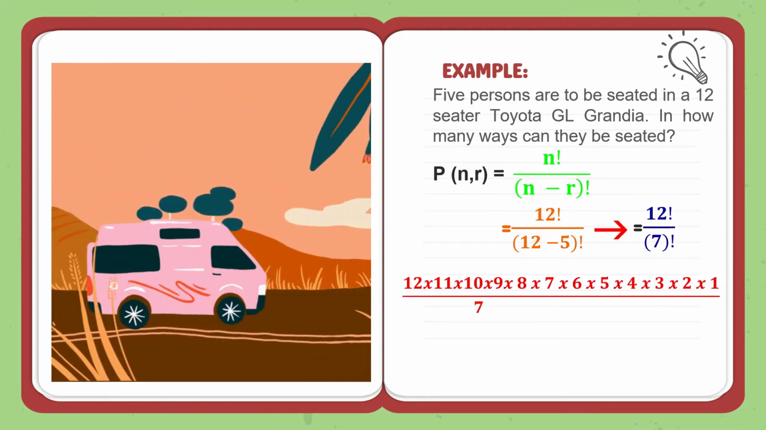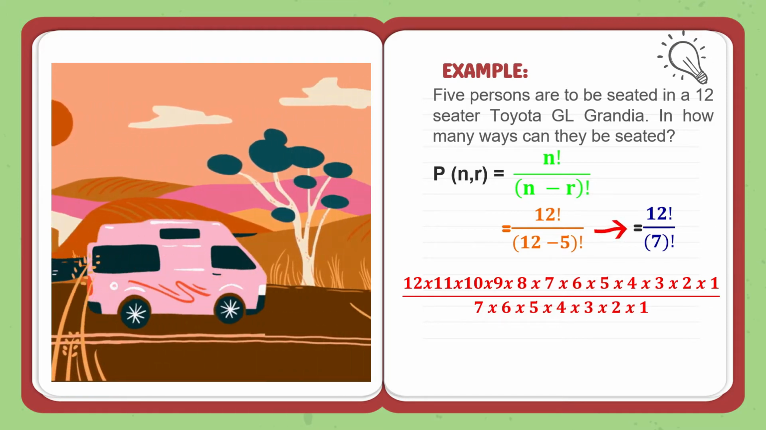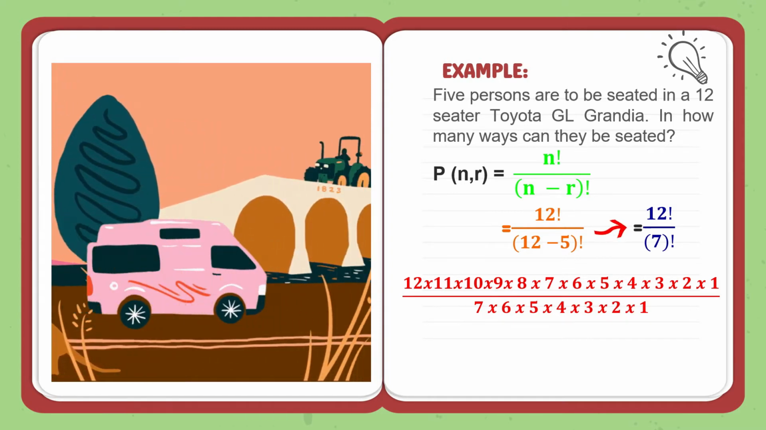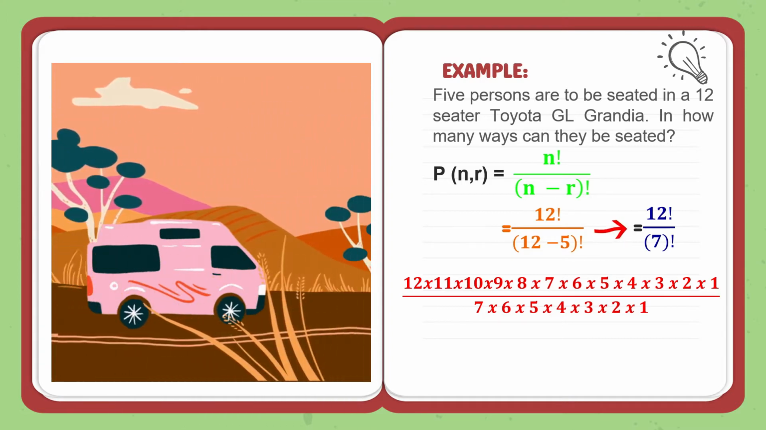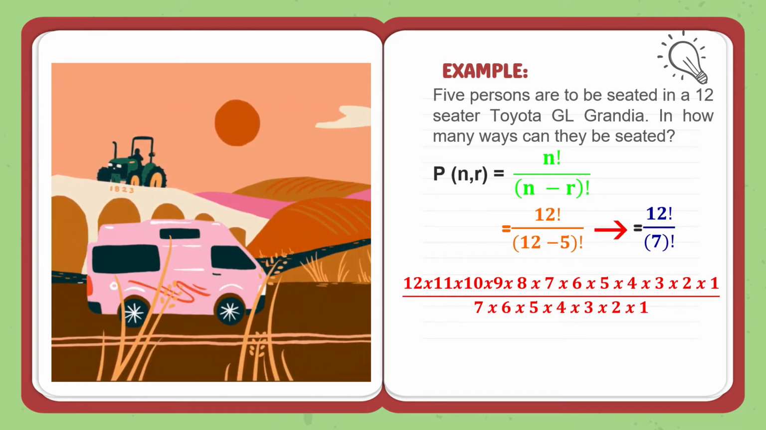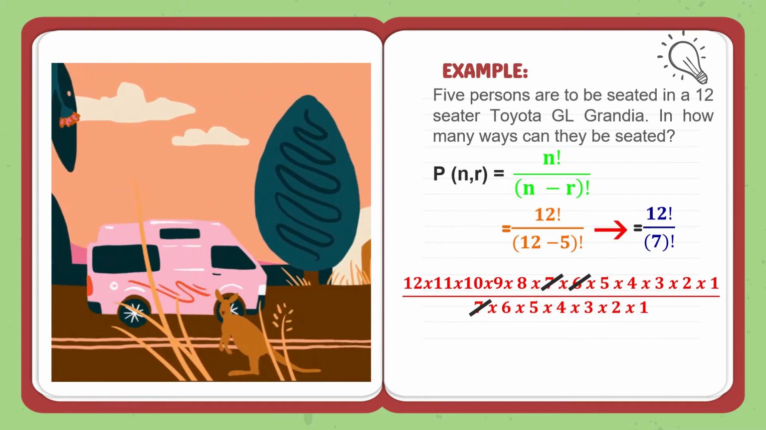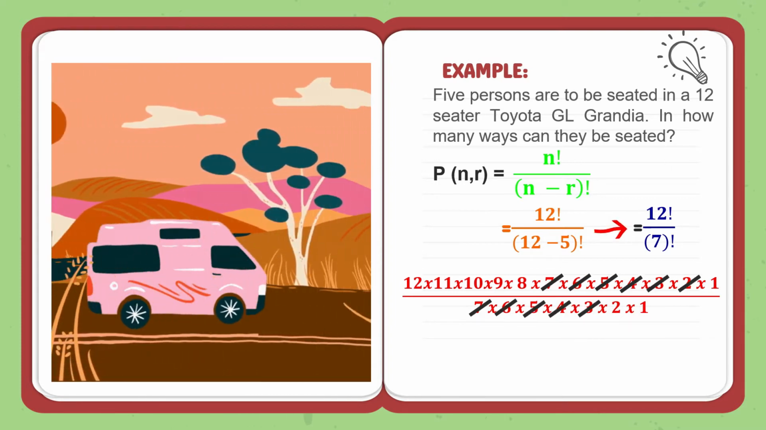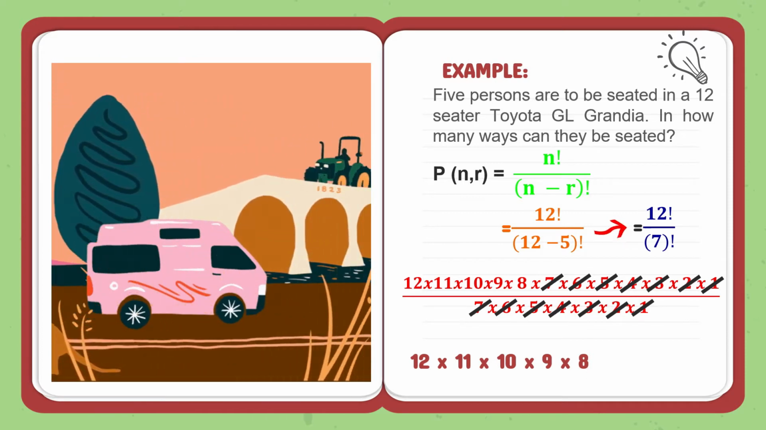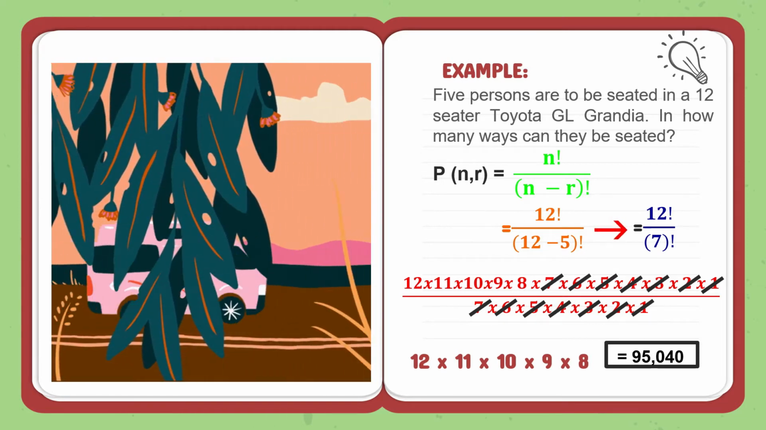This is also equal to 12 factorial, which is equal to 12 times 11 times 10 times 9 times 8 times 7 times 6 times 5 times 4 times 3 times 2 times 1 over 7 factorial, which is equal to 7 times 6 times 5 times 4 times 3 times 2 times 1. Same process as the previous example, we can cancel the numbers in the numerator that are the same in the denominator. And these numbers are 7 times 6 times 5 times 4 times 3 times 2 times 1. And we have the remaining numbers 12 times 11 times 10 times 9 times 8, which is equal to 95,040.